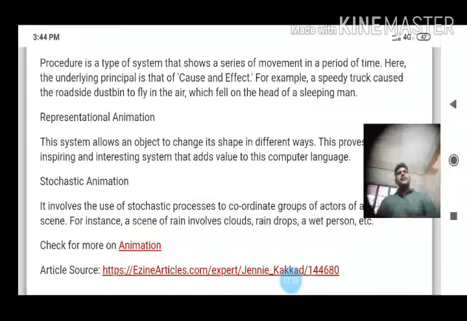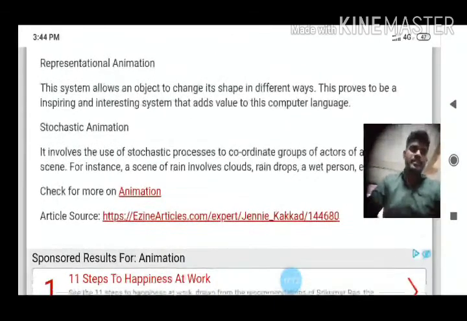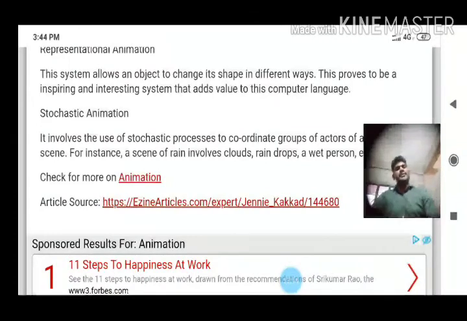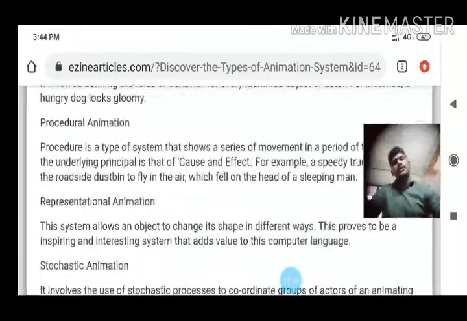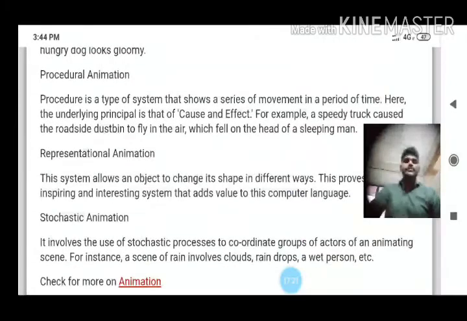And this type of system of animation is called procedural animation. I want to read out this definition once again for you. Procedural animation is a type of system that shows a series of movements in a period of time. A sequence of movements in a period of time.